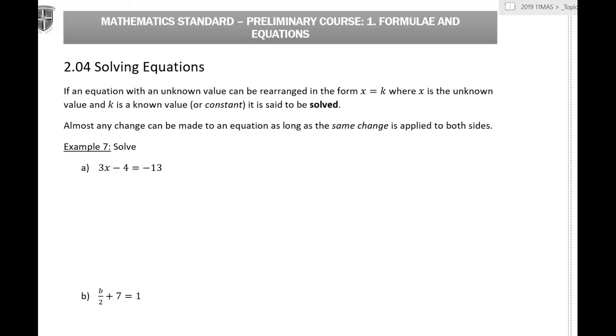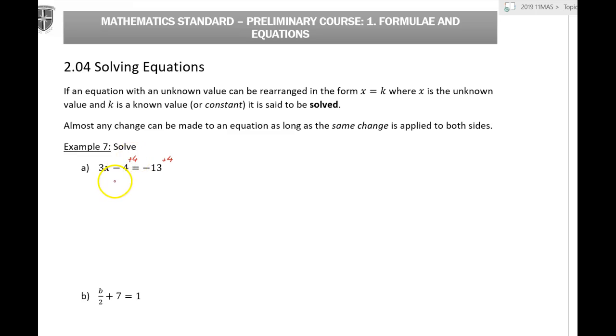3x minus 4 equals negative 13. What am I going to do here? Well, first thing I'm going to do is add 4 to both sides. I don't like doing these little subscripts very much, but some people find them helpful, and I'll just do them every now and again, just for the benefit of those people that like it. So here we go. I know that if I've got a minus 4 and a plus 4, it just becomes 0. I don't need to write that.